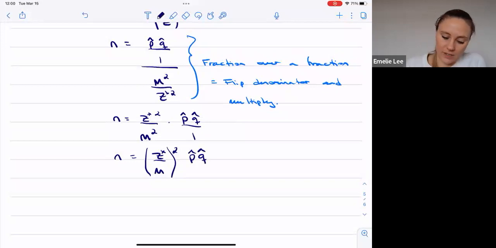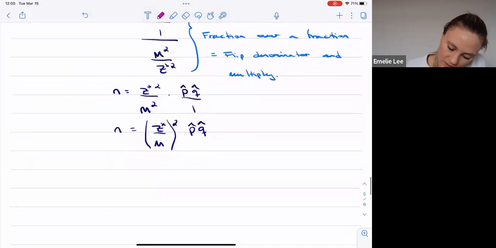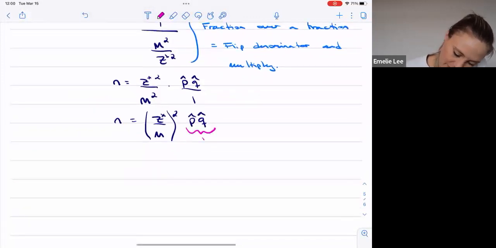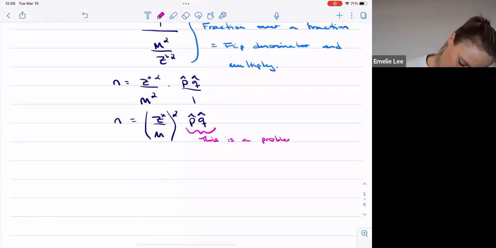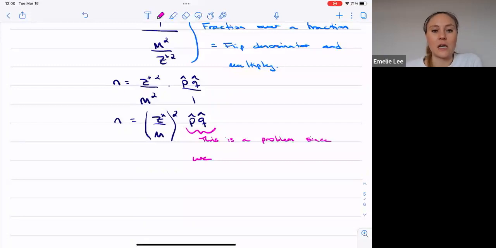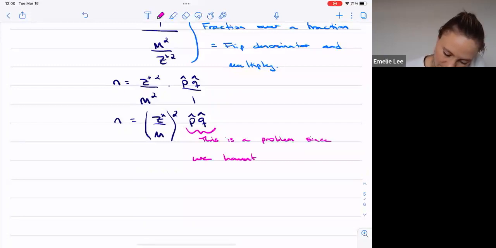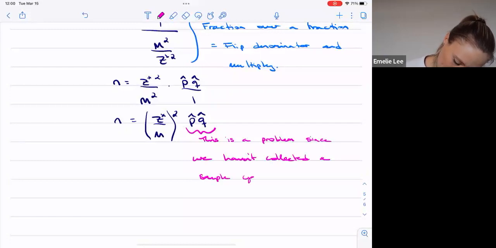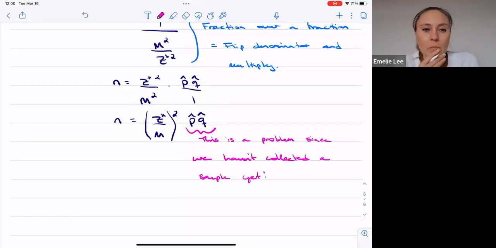The problem here is that this is a problem, since we haven't collected a sample yet. Okay. So we have two options.